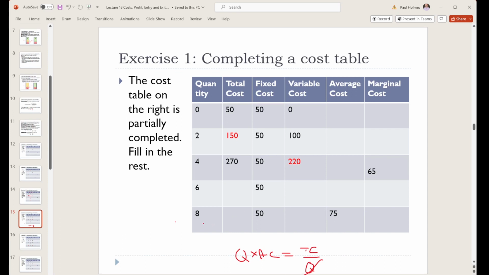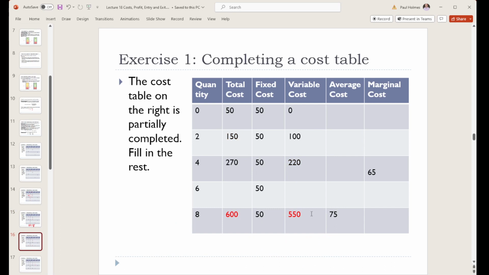So there's our quantity, 8, there's our average cost, 75, so quantity of 8 times average cost of 75 must give us 600. Okay, so there's our next one then, 600 total cost, and then of course we can get our variable cost by realizing that fixed cost plus variable cost must equal our total cost. Okay, what can we do next?